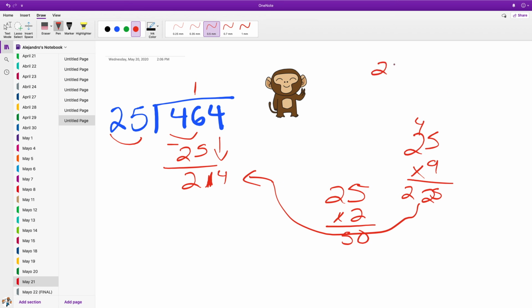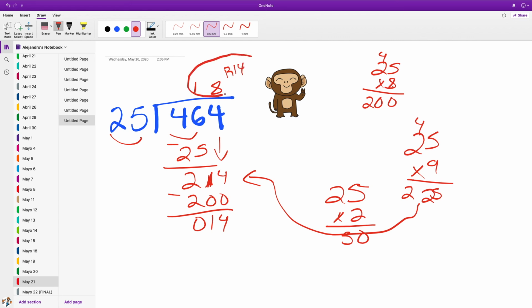So I'm gonna say maybe the 8, right? I wanna go down a little bit. So 5 times 8 is 40. 8 times 2 is 16. 16 plus 4 is 20. Okay, 200. So I put the 8 right here. I put my answer here, 200. I did the subtraction, and that will be 14. And yes, I got it right, because 14 is less than 25. So my answer is a quotient of 18 with a remainder of 14. That's my answer, all of this.